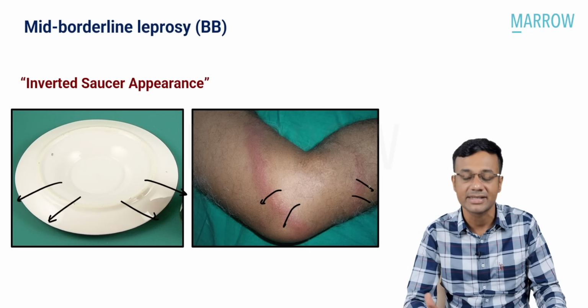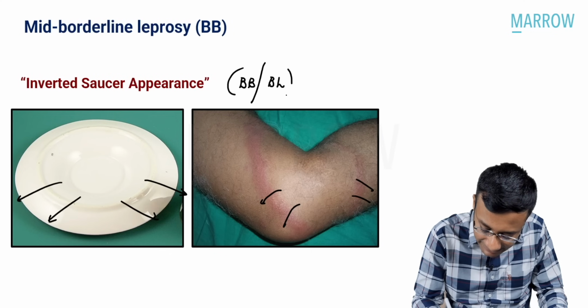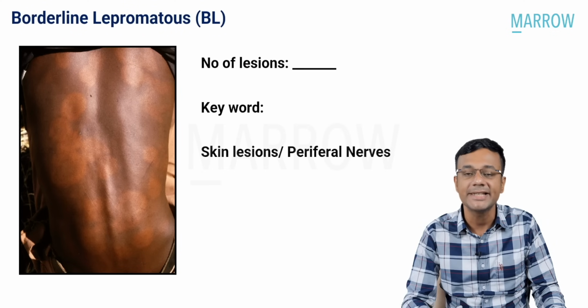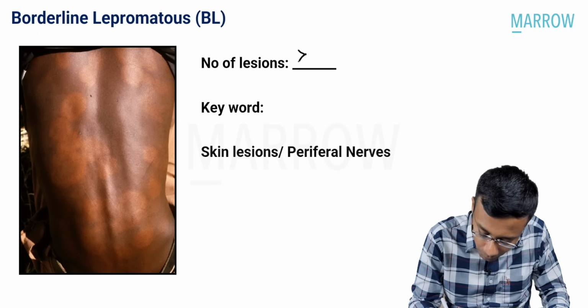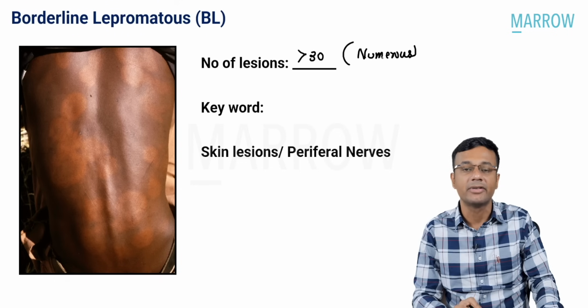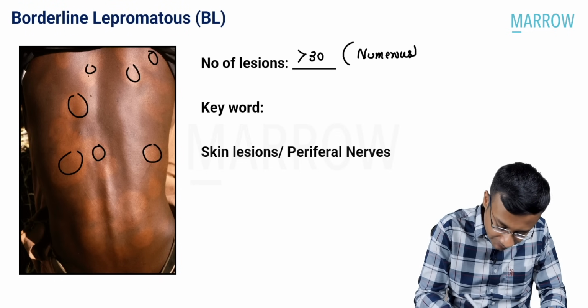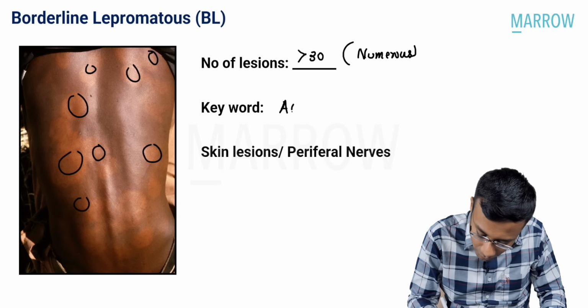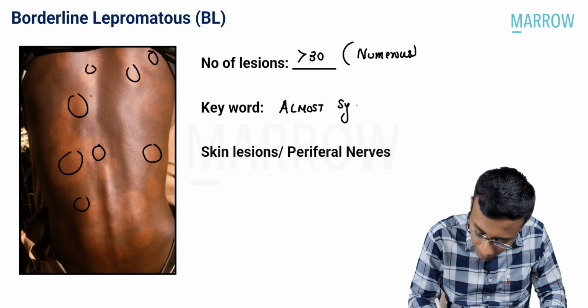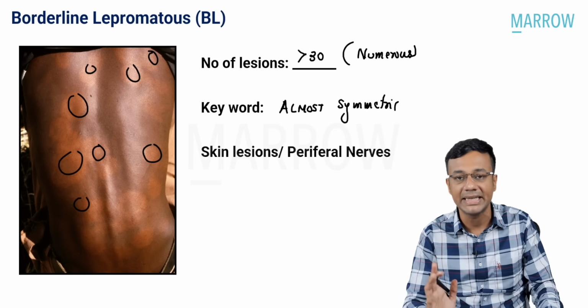But please remember for the exam, inverted saucer is not only seen in BB, it can also be seen in BL leprosy. Next, we move on to BL leprosy. In BL leprosy, we are going to have more than 30 skin lesions, and here they are going to be numerous in number. So this is point number 1. Point number 2 is that there are multiple skin lesions which tend to symmetry. They are almost symmetrical.